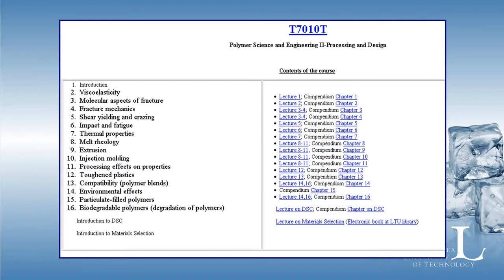Here we have the compendium I mentioned before. It pretty much consists of lectures and chapters from books. You can see on the left hand side different topics within the course, and according to that, on the right hand side you can see lectures and chapters which correspond to those lectures.